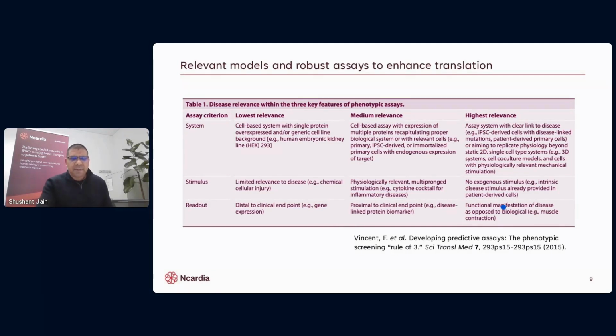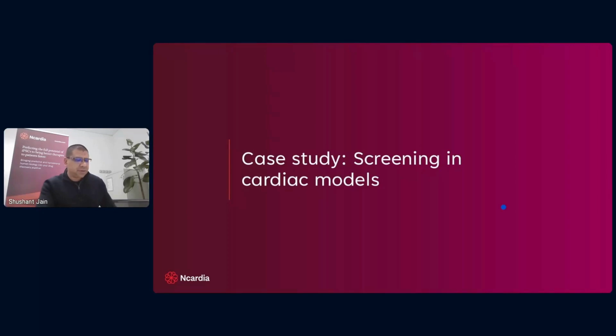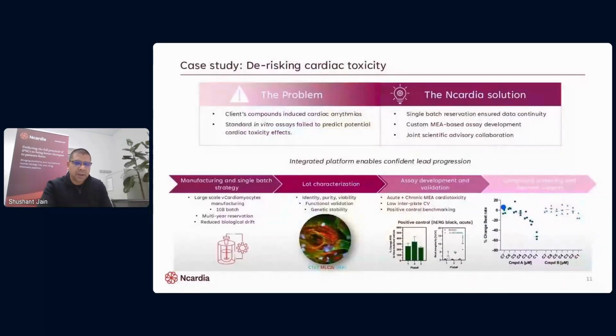So pivoting from that, I'll present some case studies where we have performed some screening in the cardiac space and in the CNS, and really how these models have helped clients make decisions and allow us to model diseases which otherwise would not be possible using other in vitro model systems.